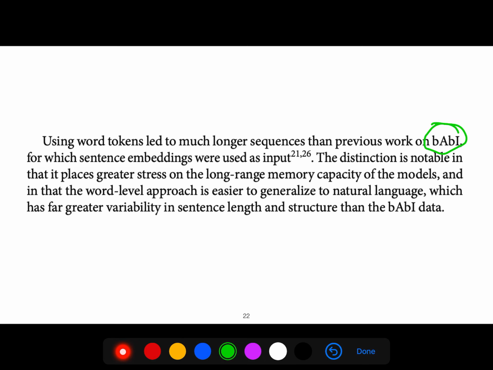So using word tokens led to much longer sequences than previous work on bAbI with the neural Turing machine, for which sentence embeddings were used as input. The distinction is notable in that it places greater stress on the long-range memory capacity of the models. And in that, the word-level approach is easier to generalize to natural language, which has far greater variability in sentence length and structure than the bAbI data.